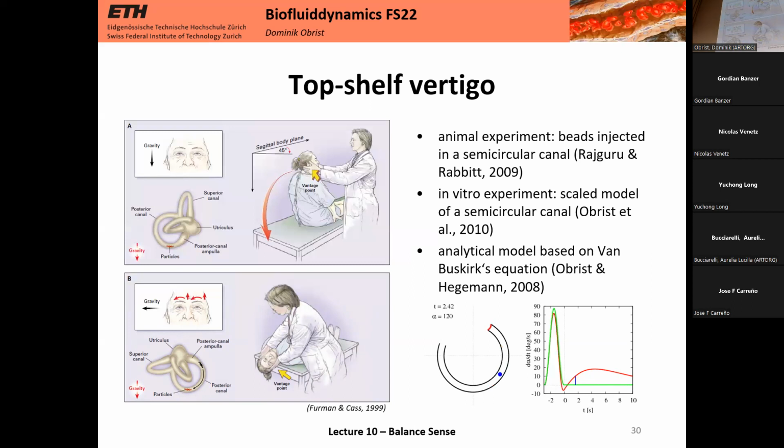And we see this here on the right-hand side in this diagram. The green line is really the velocity of the head. So we're accelerating, going to high velocity and slowing down again. Everything is done in 1 to 2 seconds, and then the patient is lying at rest. And red is what the cupola is doing.